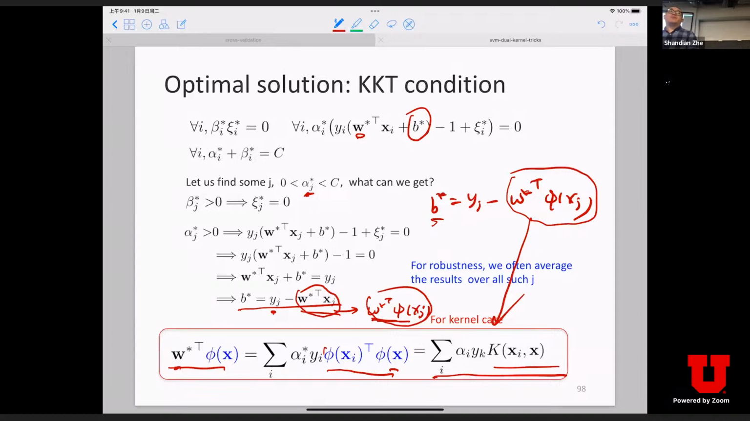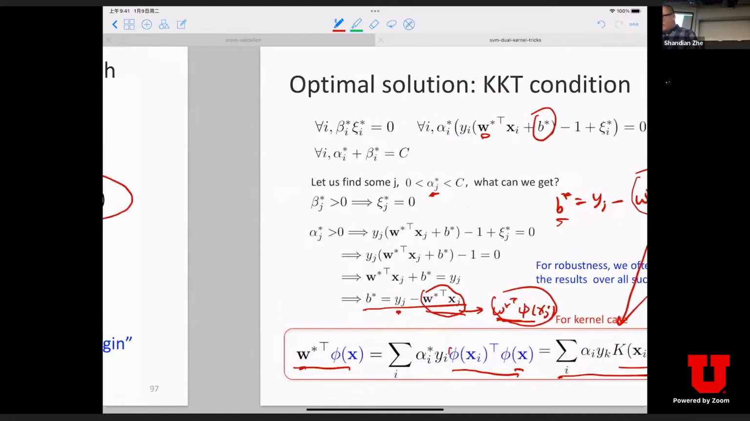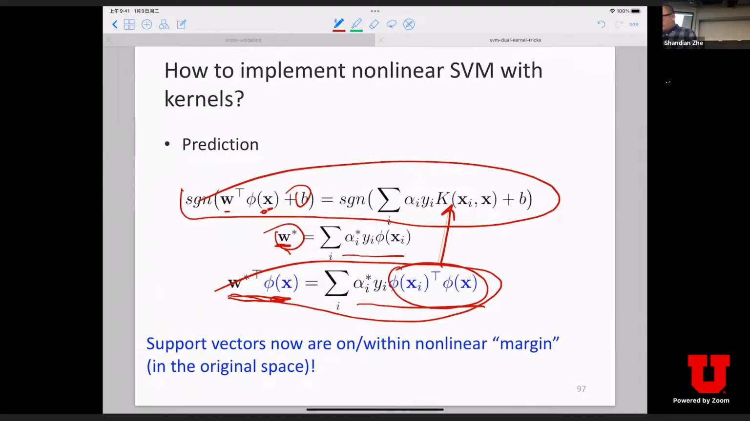This is very important, because your question is very good. This is very important because you will be required to implement a nonlinear SVM. So you need to know how you get B. And once you get B, we can do the prediction. The prediction is simply here. Any other question?